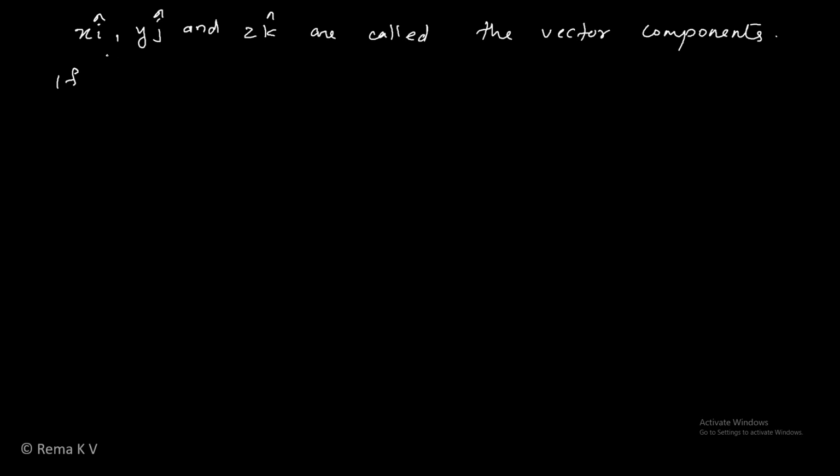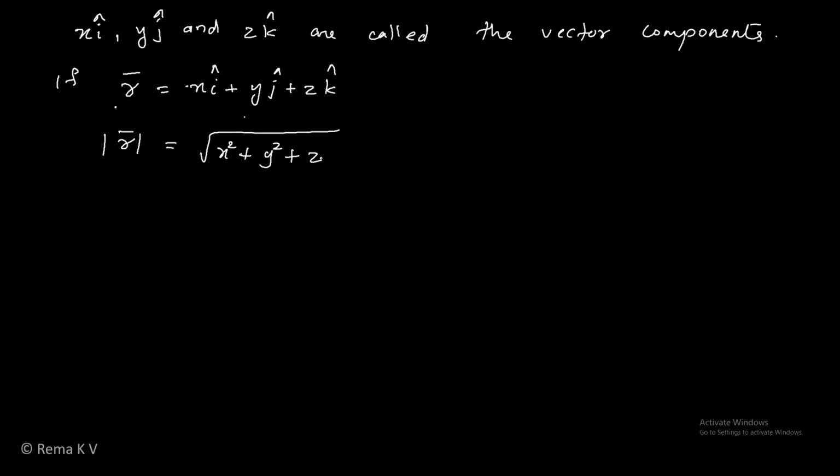So if the position vector of OP is denoted by vector R, this is equal to xi plus yj plus zk. Then the modulus of vector R is given by root of x square plus y square plus z square.